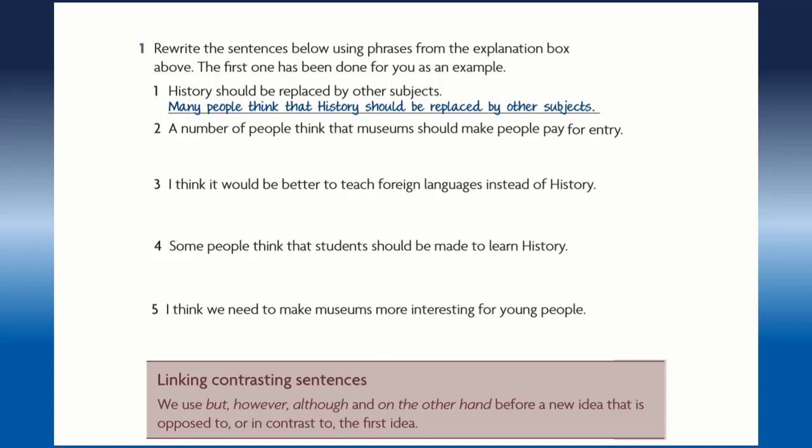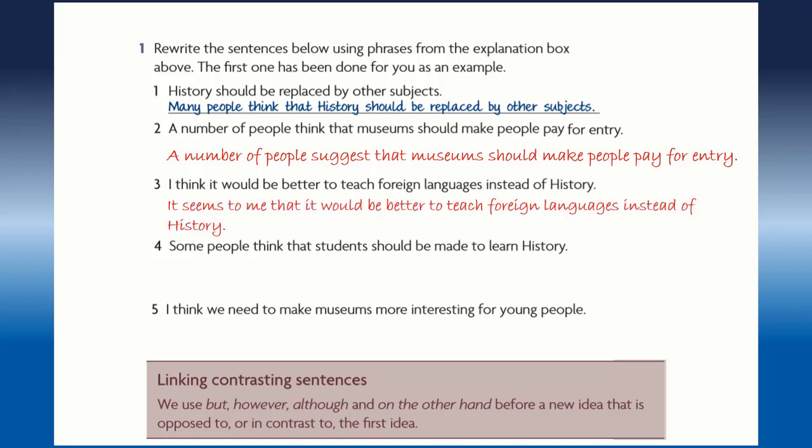Okay, let's check the answers. Number 2. A number of people think that museums should make people pay for entry. You can rewrite the same sentence like this. A number of people suggest that museums should make people pay for entry. See, you have replaced the word "think" with the word "suggest." Number 3. I think it would be better to teach foreign languages instead of history. You can rewrite the sentence like this. It seems to me that it would be better to teach foreign languages instead of history.